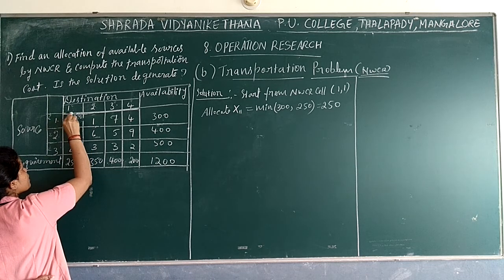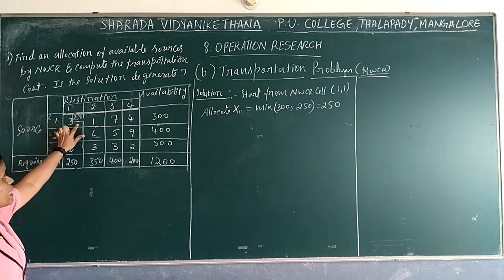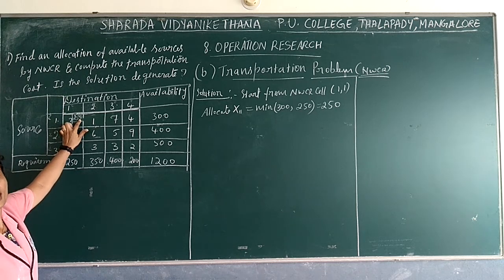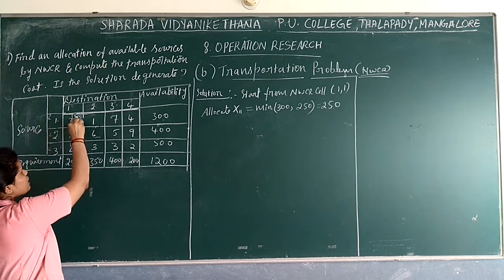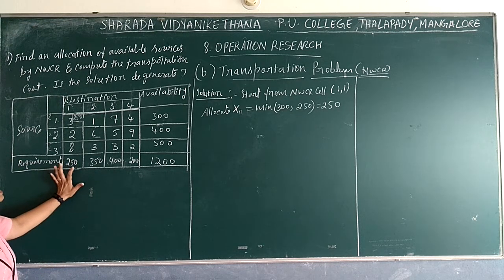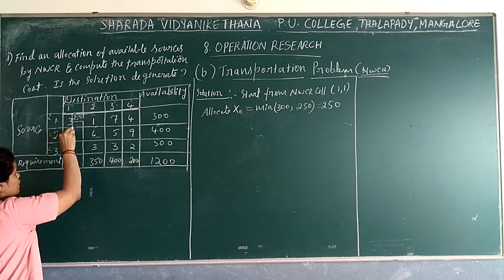Now, what do we allocate? We allocated 250 in the cell x11. This is x11. We allocated 250 in the cell 1,1. Now, here we satisfy this requirement. Here this is satisfied, got over. Is there anything to satisfy here? No. So we have to cut this.